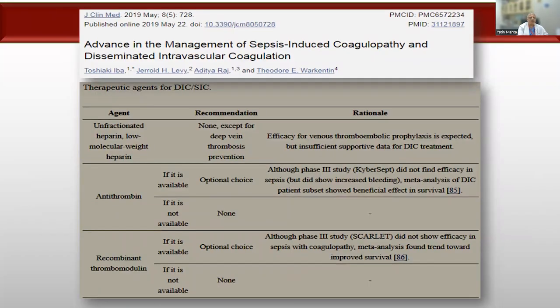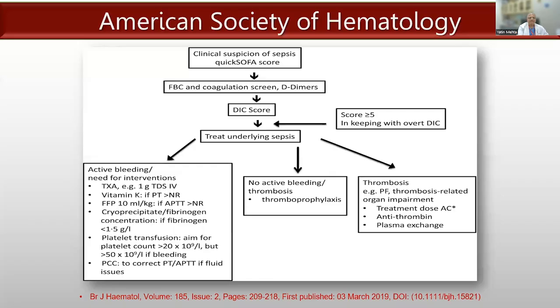So what are the recommendations? Well, unfractionated heparin or low molecular weight heparin, the recommendation is none for DIC except for DVT prevention and treatment. Antithrombin 3, if it is available, some societies do recommend it. Thrombomodulin, again, more evidence is required. The SCARLET study did not show any efficacy.